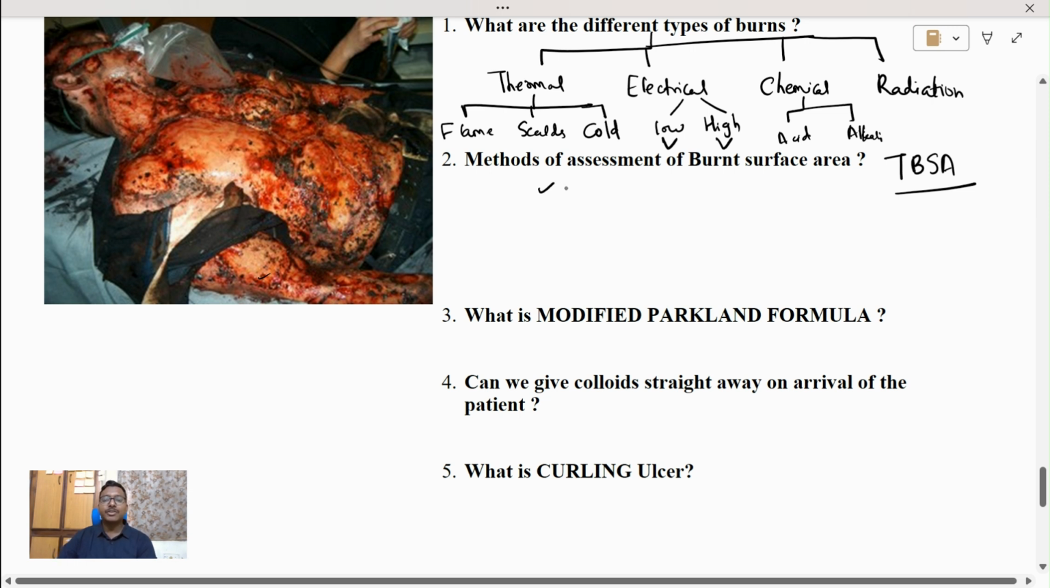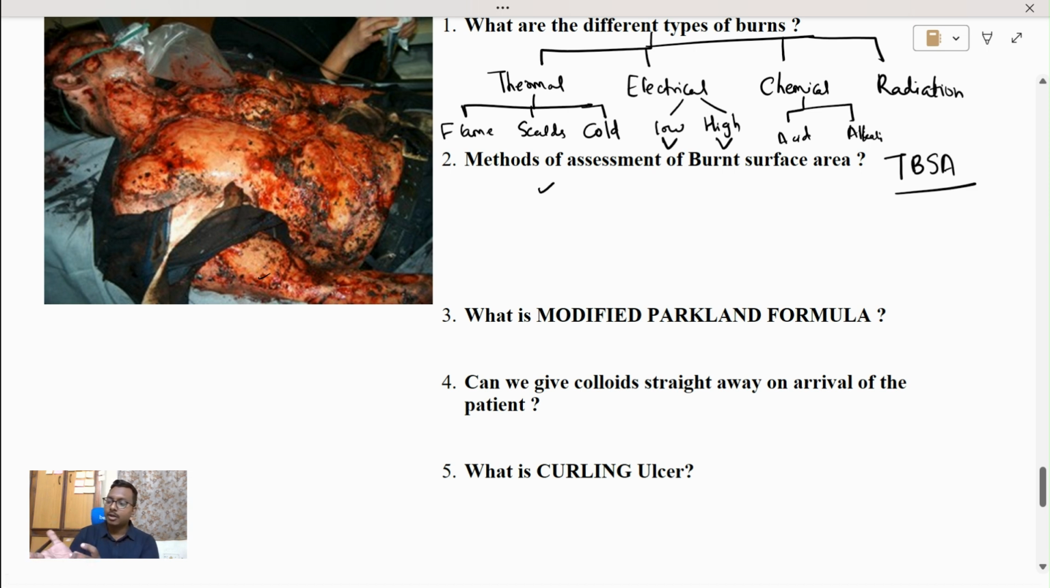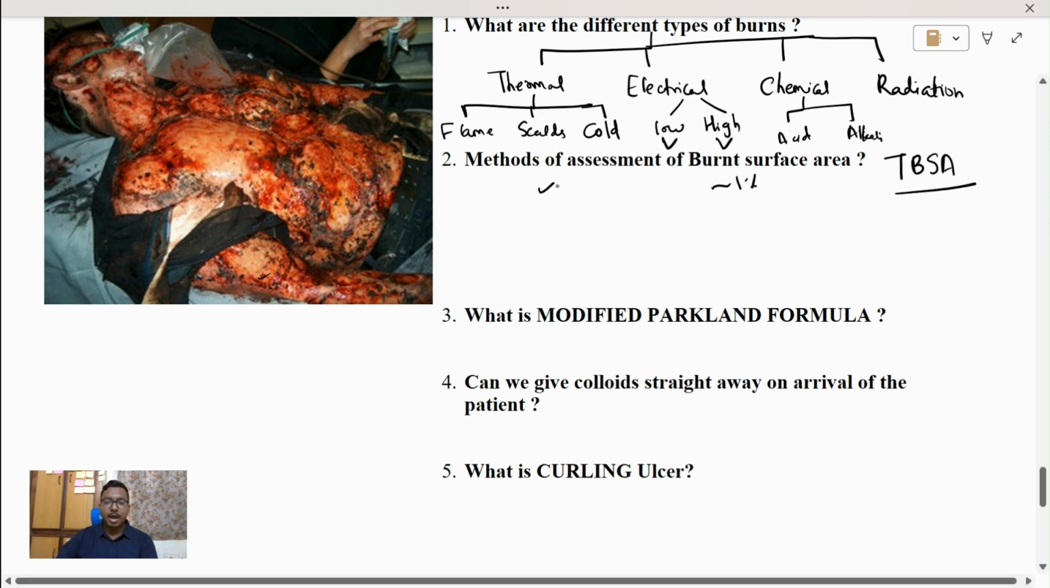The first one is a crude method where we will take a piece of paper and we will measure it according to the size of the palm of the patient. That roughly corresponds to 1%. This is called the palm method. But this is not an ideal one. Next one, what we routinely follow in our day-to-day clinical practice, goes by the name Wallace rule of nine. I'll explain what it is.